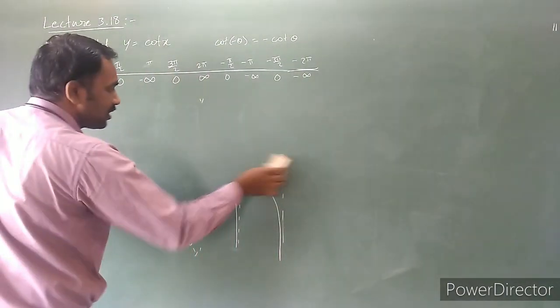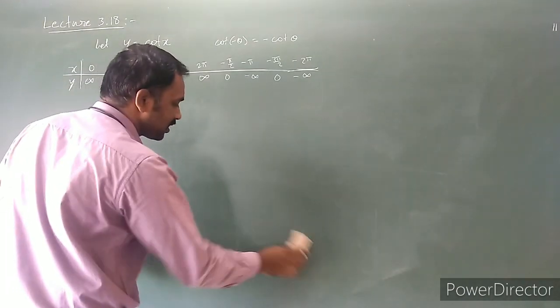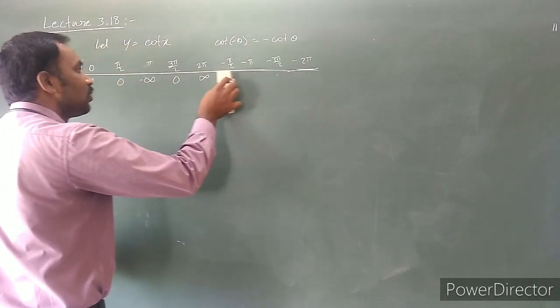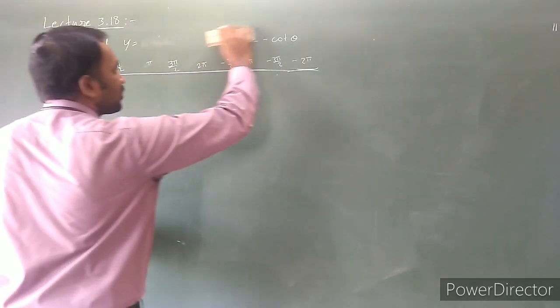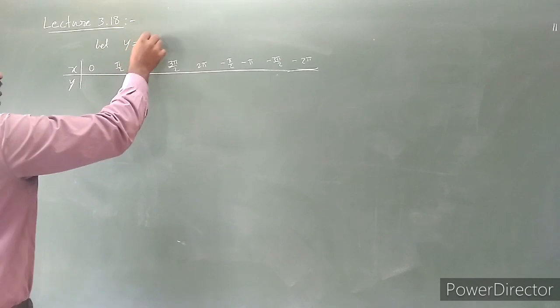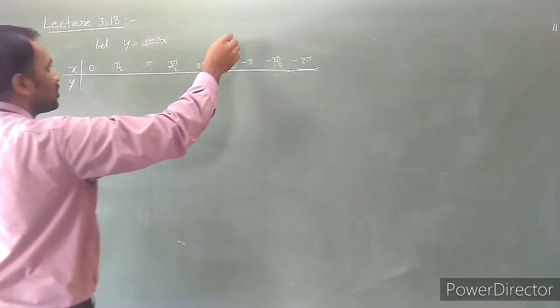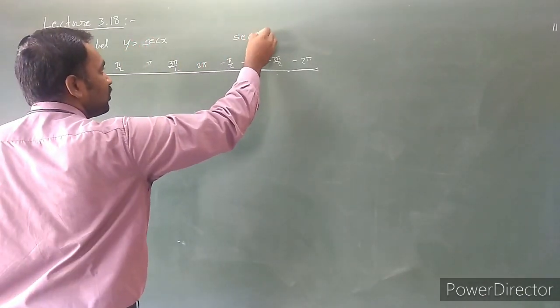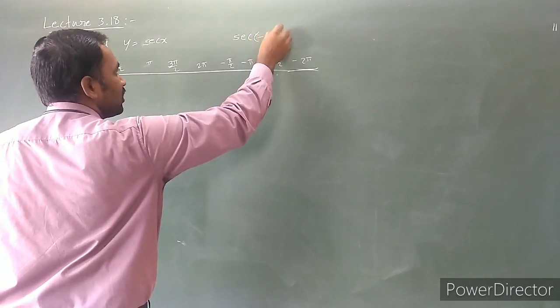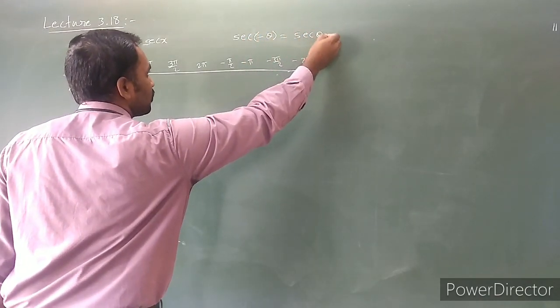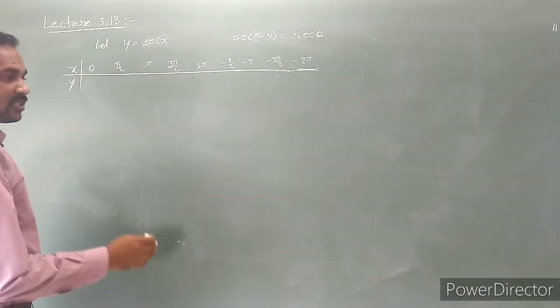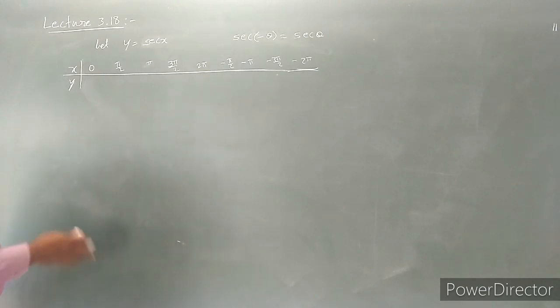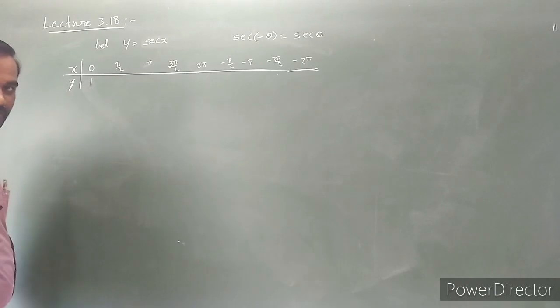So we can write the values. The x values are the same, and what are the corresponding y values for the function sec? Let sec of x be equal to y. What is sec of minus theta? It is the fourth quadrant, and sec is positive because sec is the reciprocal of cos. It is sufficient to remember the cos values, and you can easily get the sec value. Cos 0 is 1, sec 0 is also 1.